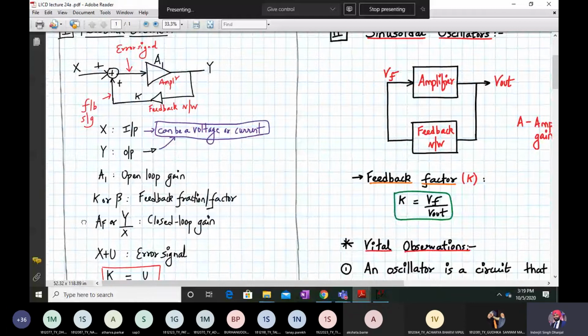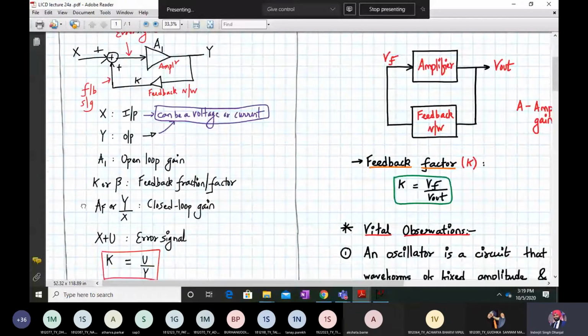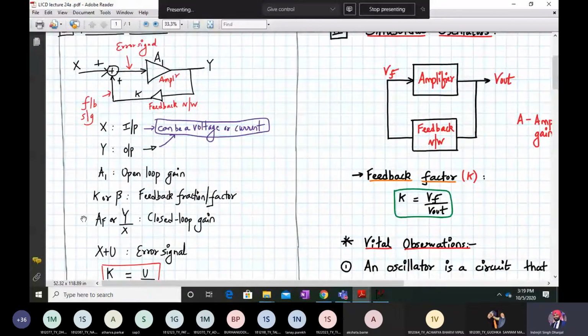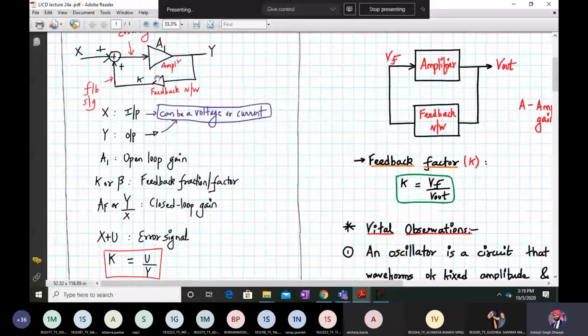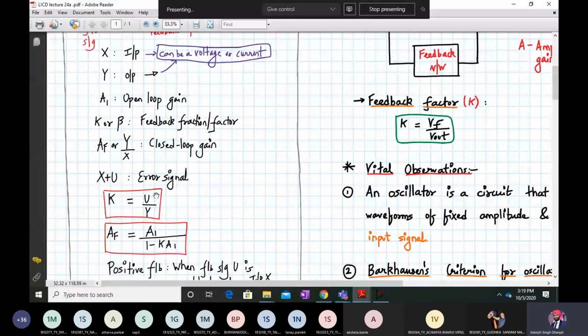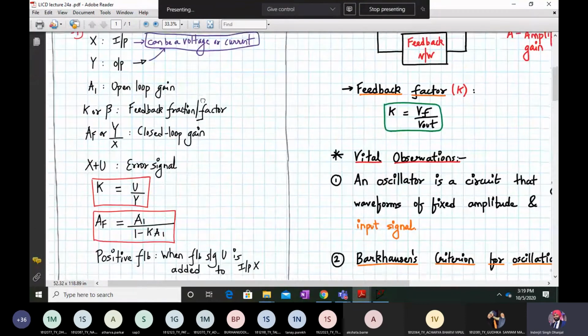And the closed loop gain is given by Y upon X, that we all know, which is also termed as AF. And over here the error signal is X plus U. Remember, in negative feedback it was X minus U, here it is X plus U. So the gain of the feedback network over here, this is my feedback network. Gain of any network is output upon input. Here my input to the feedback network is Y and my output is U. So the gain of the feedback network is U upon Y. And once you derive this closed loop gain, you will get this form.